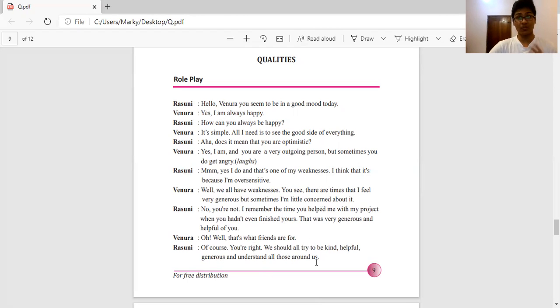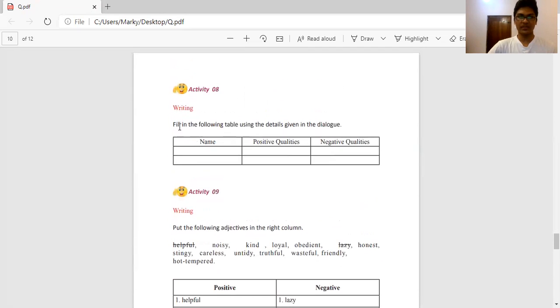So that was a simple role play between two friends, Rasuni and Benura. Okay, so let's go on to the activity.